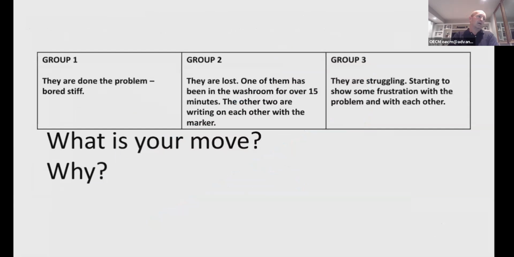Okay, here's another one that I like to use when I'm talking about this stuff. You got 3 groups. One of them's done the problem and they're bored stiff. You got another group that's lost. One of them has been in the washroom for over 15 minutes and the other 2 are writing on each other with the marker. And then you got another group that's struggling. They're starting to show some frustration with the problem and with each other. So these 3 things are happening. You notice them all at the same time, simultaneously. What are you doing? What's the plan? You have to act quick. So think about that for a second. You can put something in the chat if you think you have a good solution.